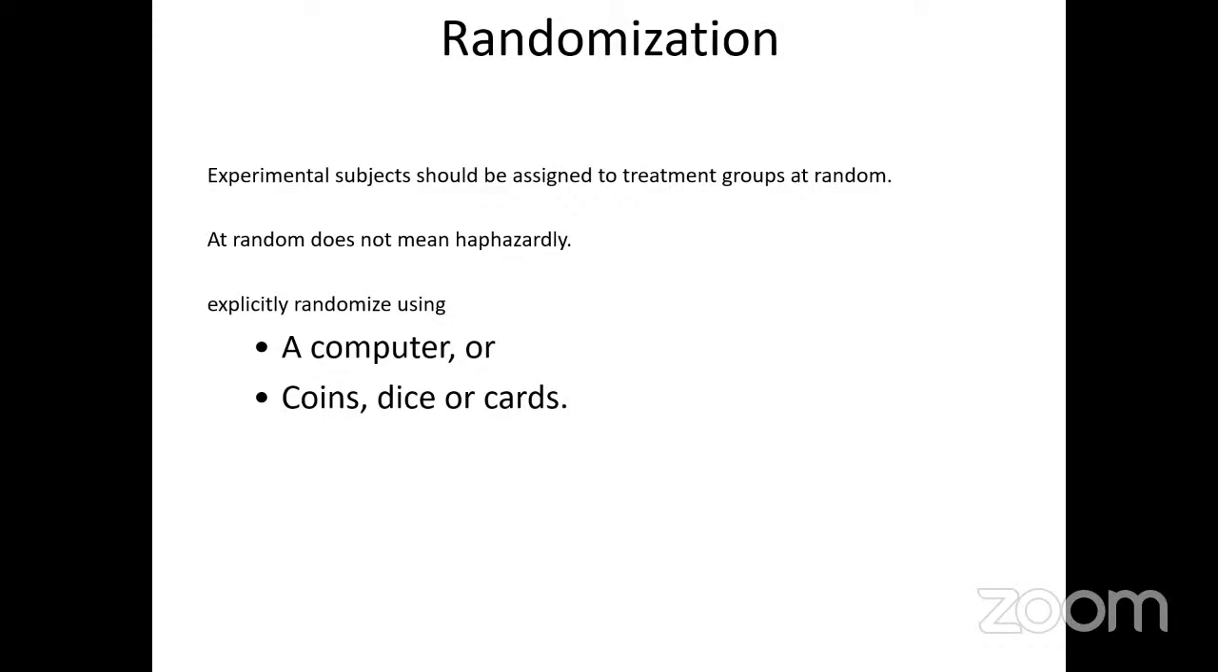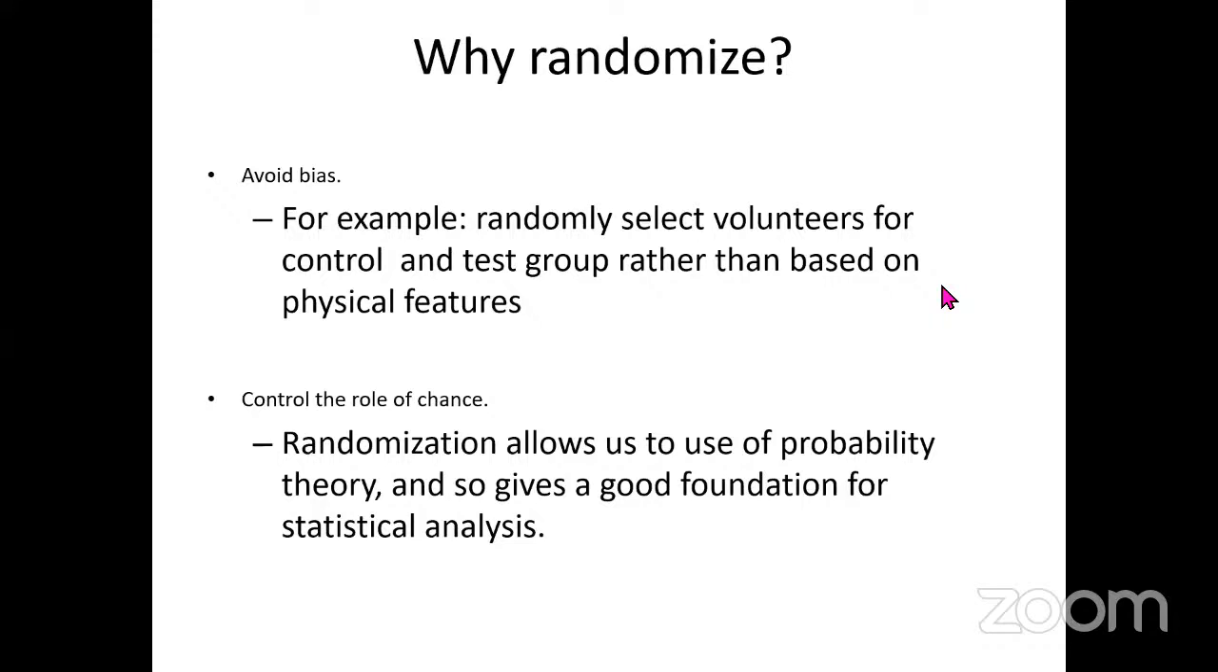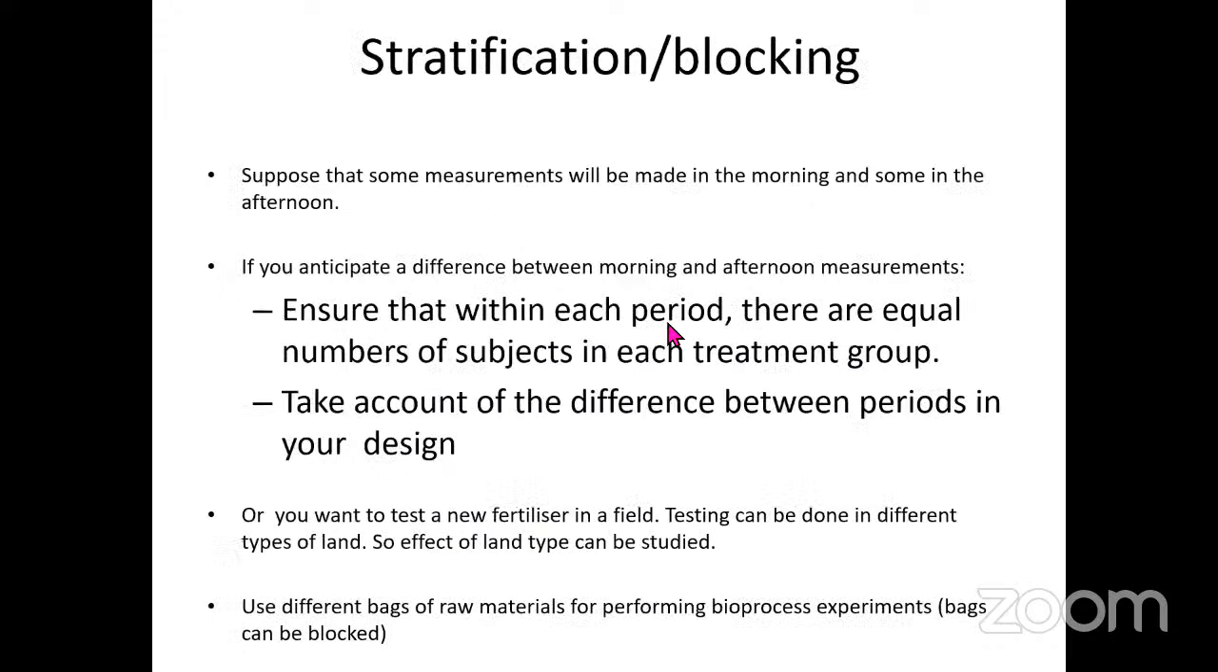Computers can help you to do random number generation and so on. Randomization: selecting volunteers randomly so that we don't have a bias on the volunteers. Randomization is very, very important. If you are doing animal studies, select rats in a random fashion so that there is no bias in whatever you are doing.